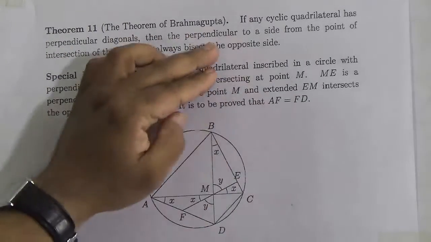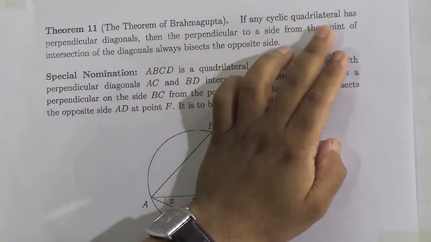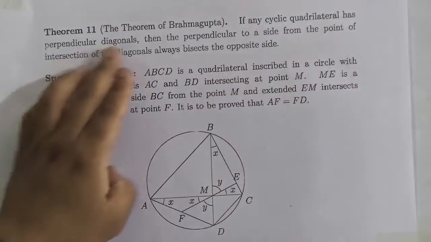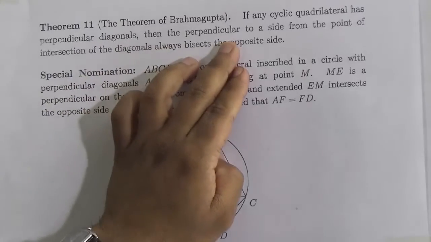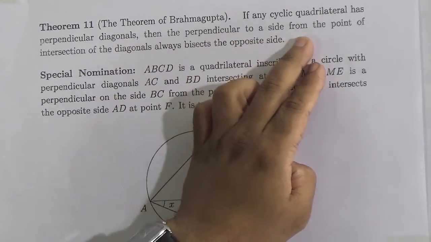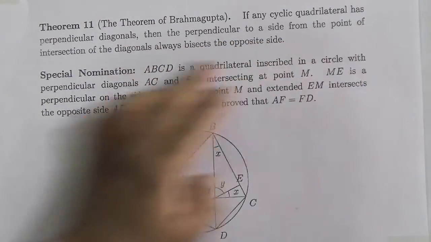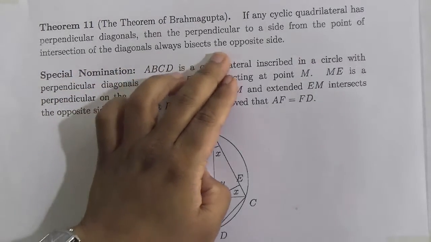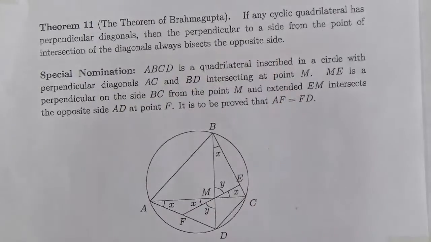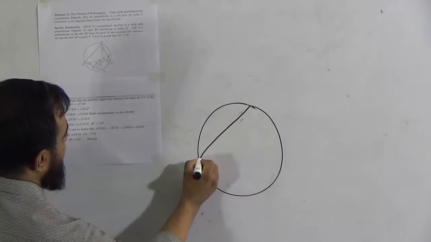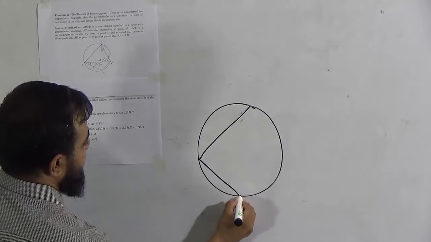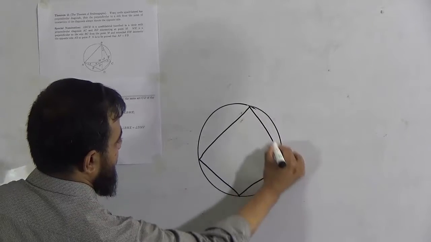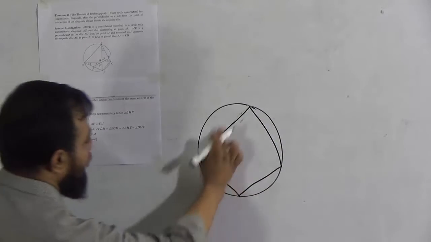The theorem is, if any cyclic quadrilateral has perpendicular diagonals, then the perpendicular to a side from the point of intersection of the diagonals always bisects the opposite side. What does this mean? This means that suppose this is a circle, and a quadrilateral is drawn inside this circle. It's called a cyclic quadrilateral.